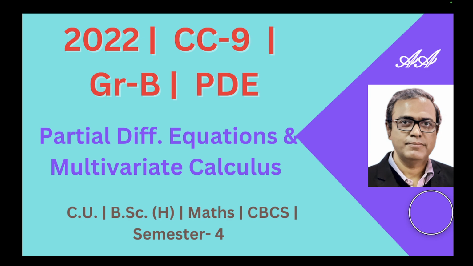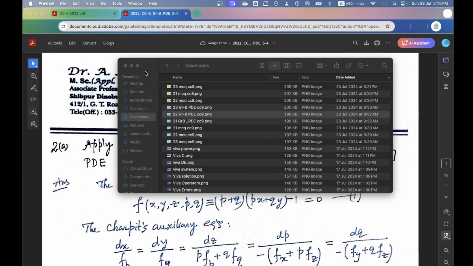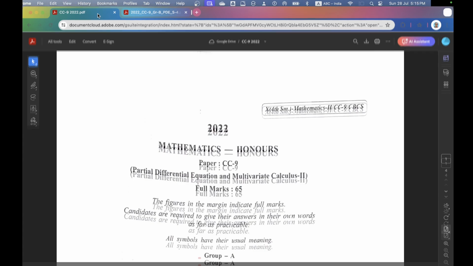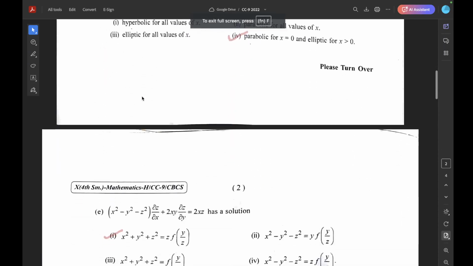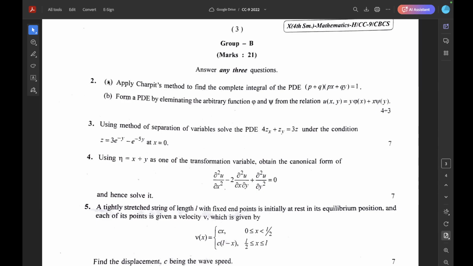Now we discuss the Group B partial differential equation part, paper CC-9, 2022, Mathematics Honors, Semester 4, University of Calcutta. Group B, question 2A.